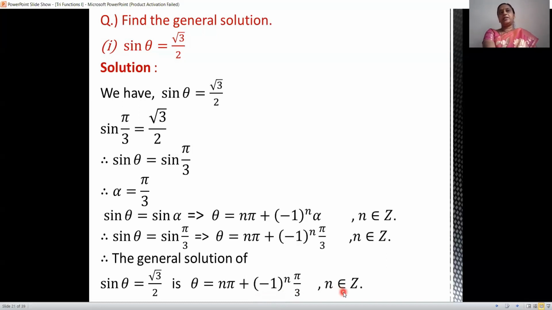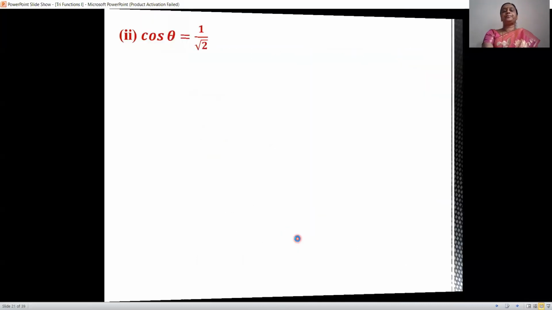that is, the set of integers. Now, it is very simple. If the formula is in your hand, then it is very simple to find the general solution. We only have to go to your table of 0 to 360 and find out the value of theta. If theta is found out, then it is very simple. Keep the value in the formula. Okay. Then we will see the next example.